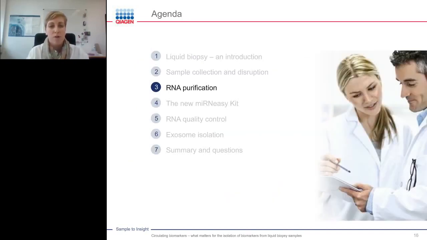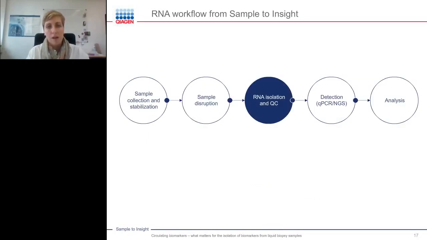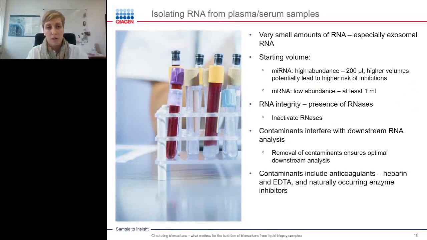So let's move into RNA purification topics. Again, here it's important to not just look into RNA isolation, but also QC of the RNA, as this is an integral part of every good RNA experiment, to look into your RNA quality after the isolation. When we talk about RNA isolation from plasma or serum samples, again, the very small amounts of RNA, especially exosomal RNA, are probably the largest challenge for any isolation method. That's in fact why we have dedicated solutions here at QIAGEN specifically designed for low amounts of RNA or specifically for exosomal RNA.